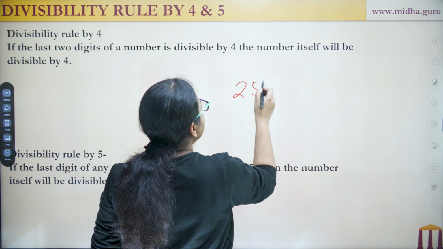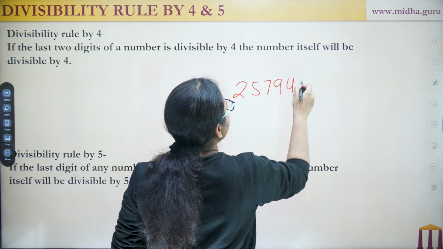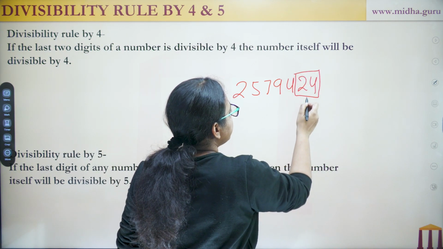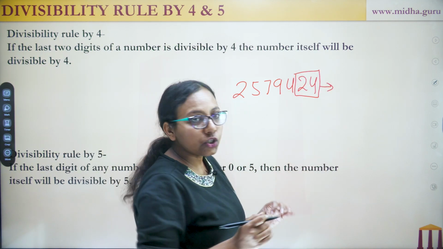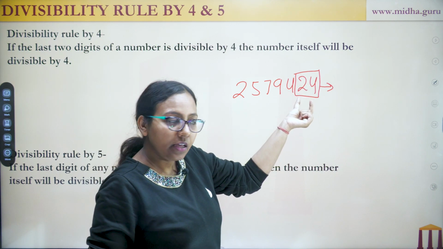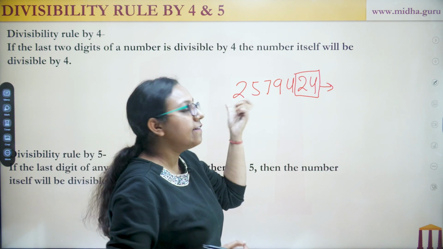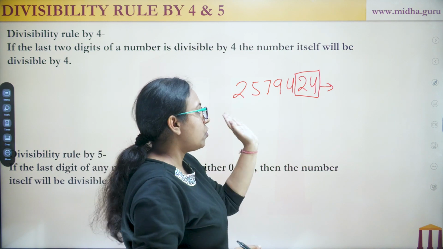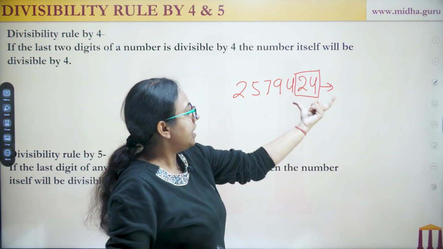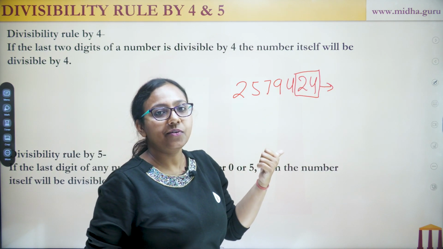2, 5, 7, 9, 4, 2, 4. What are the last two digits here? Yes, the last two digits are 24, which is a multiple of 4. That means the whole number will be divisible by 4. So actual division is not required. Just looking at the last two digits will give you the answer.